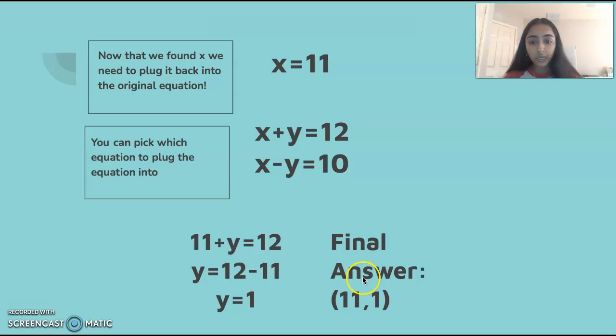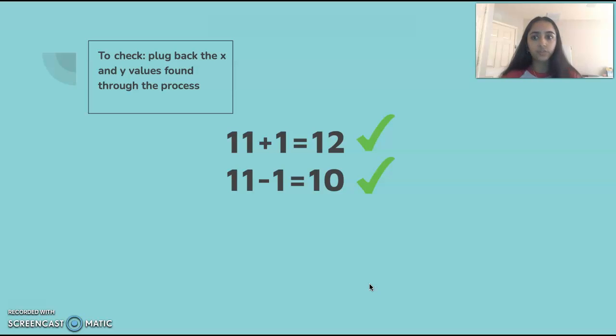And in order to be completely sure that you got the correct answer, we need to check. So to check, you plug the x and the y values found through the process back into the equations. So I choose to do both. You do 11 plus 1 equals 12, so 11 plus 1 does equal 12, so that's correct. And 11 minus 1 equals 10, that is also correct. So that we know we did this accurately.